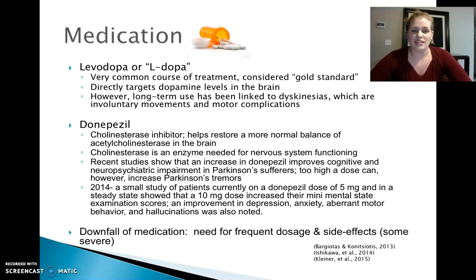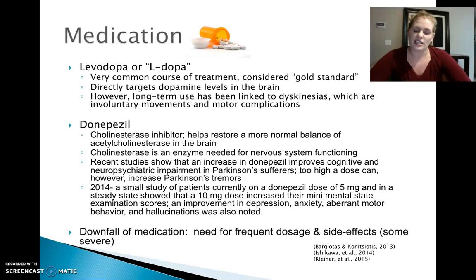The next is donepezil. This is a cholinesterase inhibitor, and it helps restore acetylcholinesterase in the brain. This enzyme is needed for nervous system functioning, but in Parkinson's patients, that level is either broken down too quickly or there's not enough. So by using donepezil, it has been shown to improve cognition and neuropsychiatric impairment in Parkinson's sufferers. However, much like the use of L-DOPA, higher doses can actually increase Parkinson tremors.